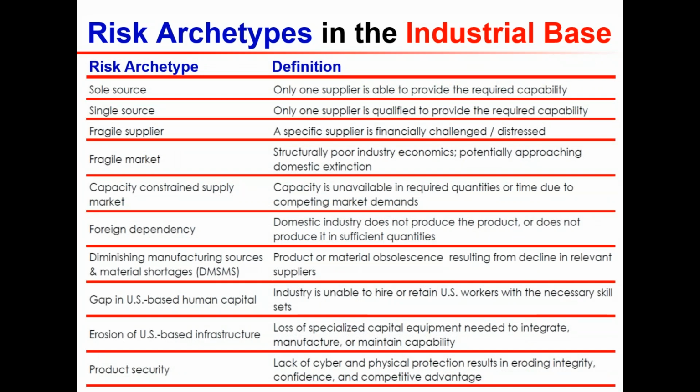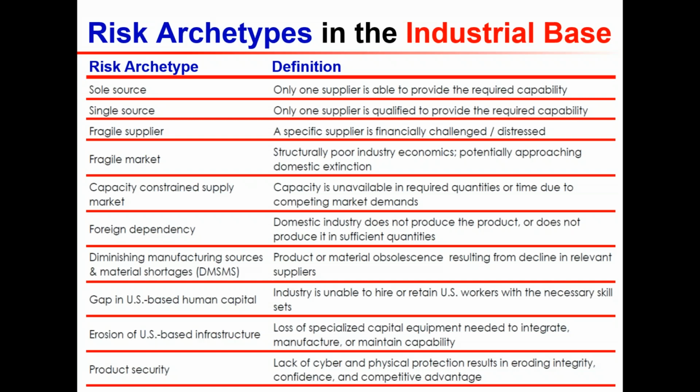The first risk archetype is sole source. The idea that you only have one supplier able to provide the required capability. There's literally only one firm or supplier that is able to provide that. You have a single point of failure because you only have one firm, one organization, because it could be a part of the organic industrial base, that is able to provide that capability. Single source is different. It's only one supplier that is qualified to provide the required capability. So a sole source is also a single source.